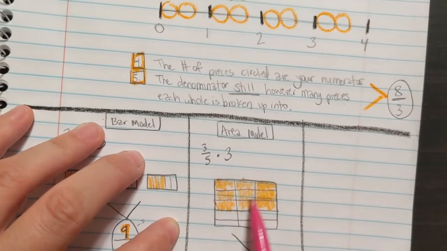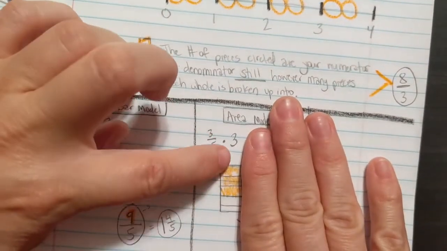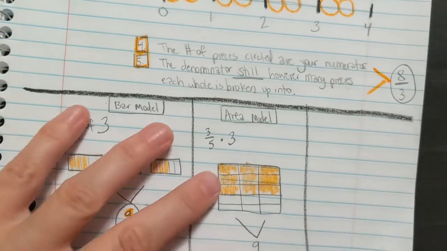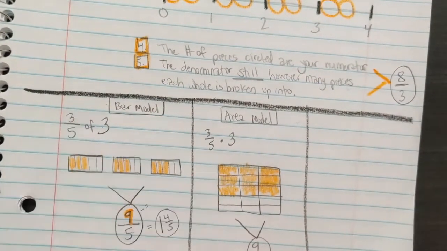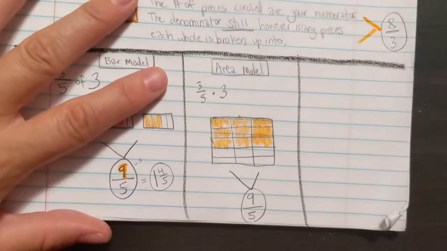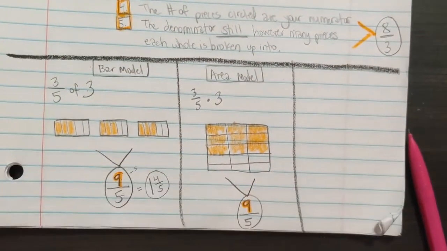So my final answer, how many little tiny boxes are colored? 1, 2, 3, 4, 5, 6, 7, 8, 9. What was each whole broken into? 1, 2, 3, 4, 5, into fifths. So look, I get the same answer again, 9 fifths. You're going to get the same answer every time unless you do something wrong, right? So there's 9 that are colored. That's why I like to do it like that.